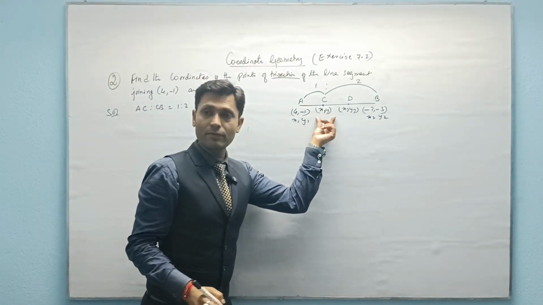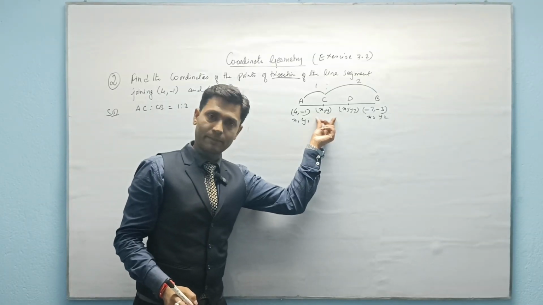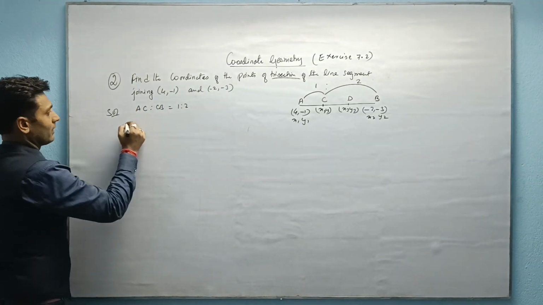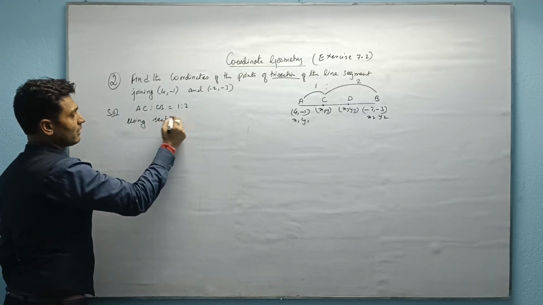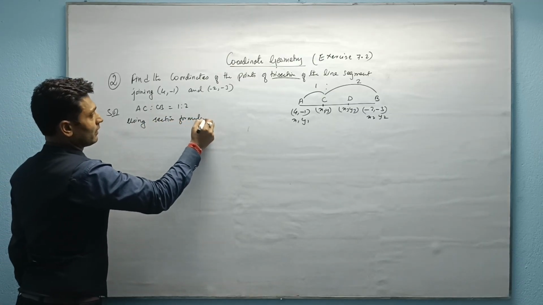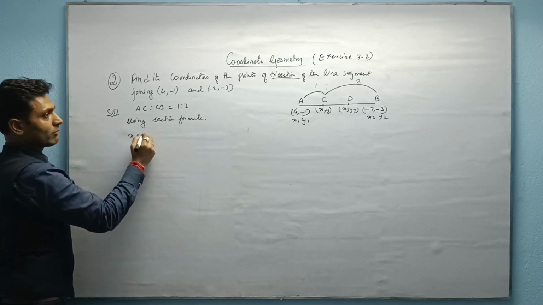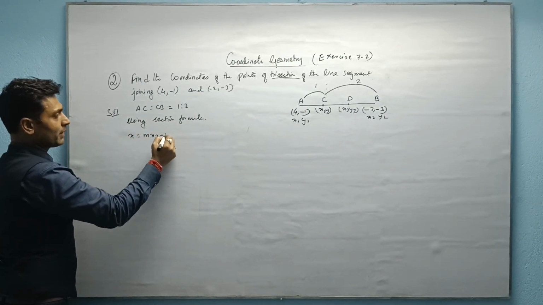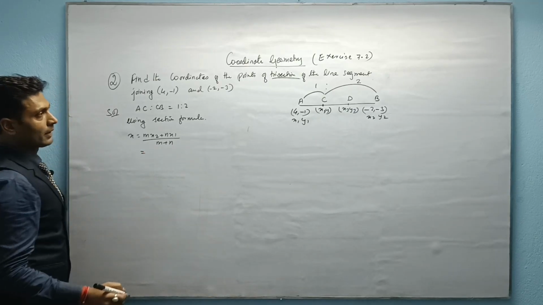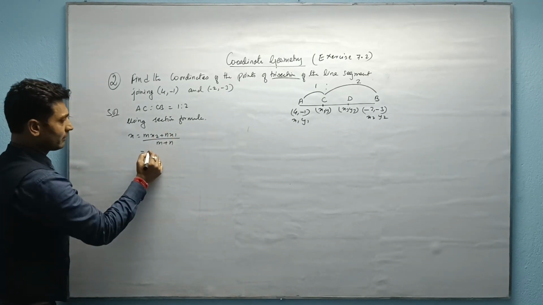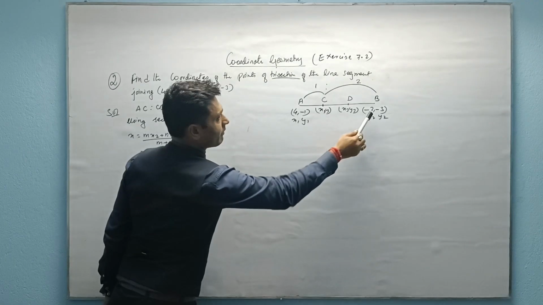So now what we can find is the coordinates of C. Using the section formula, we can write x is equal to (mx2 plus nx1) divided by (m plus n). m is 1. x2 is -2.